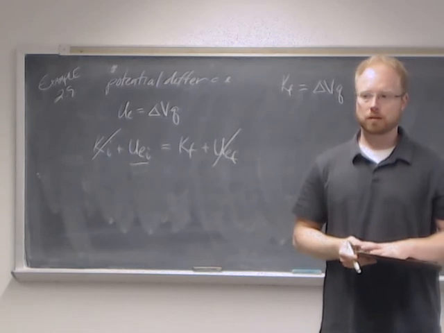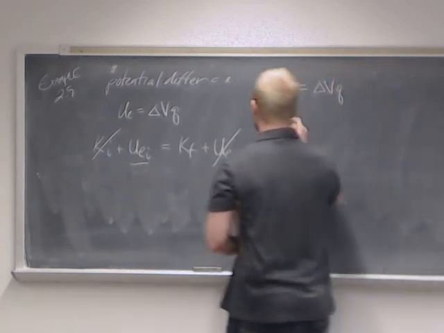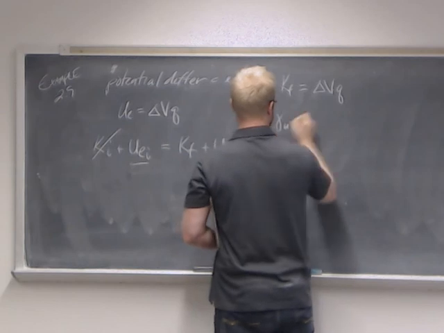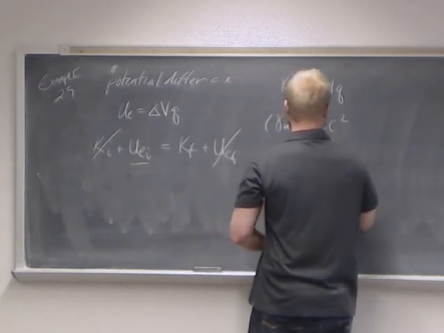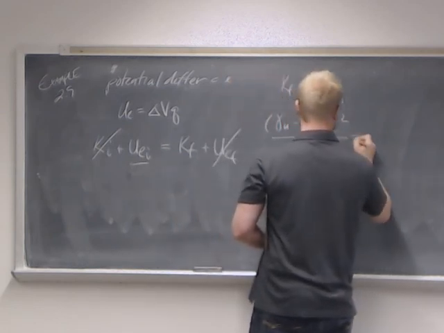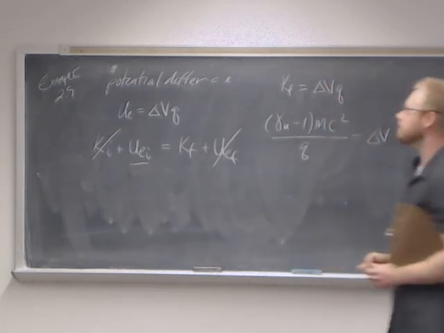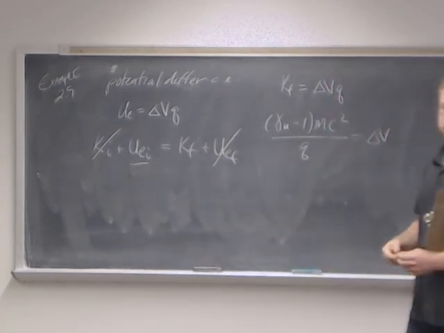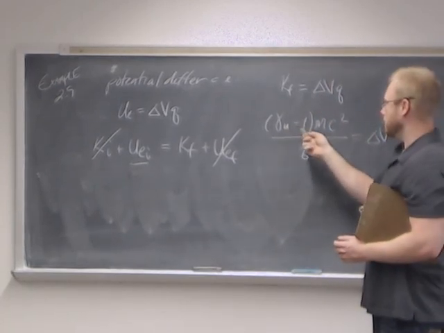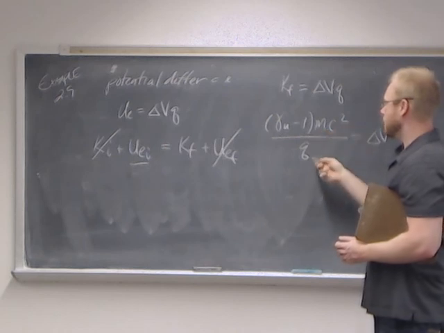Gamma minus 1 times mc squared. There you go. So we've got gamma minus 1 times mc squared, divided by Q, is going to be equal to this potential difference that we need to fall through. So gamma was 1.5, so this is 0.5 times mass times c squared divided by Q.